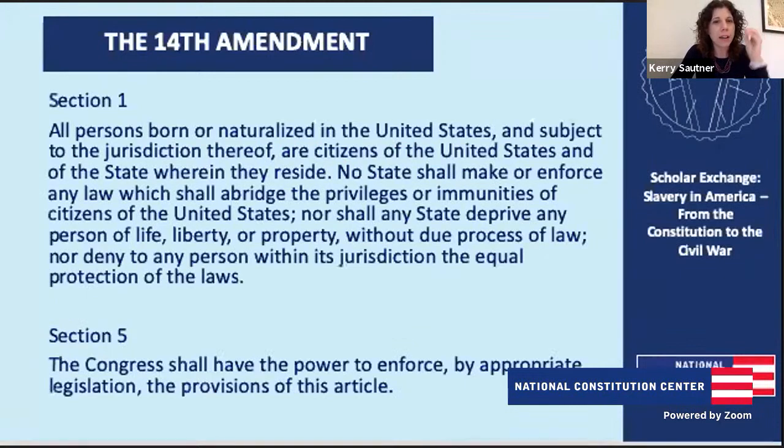14th Amendment, Nick and I, because we're going to dive into this so much next week. A big idea of the 14th Amendment: what does the 14th Amendment give people, especially African Americans at this time, but it's all people too? What does it give people?